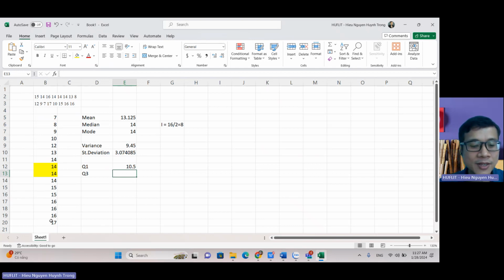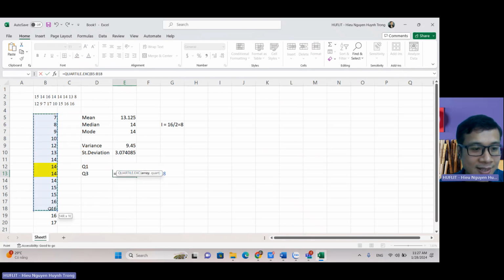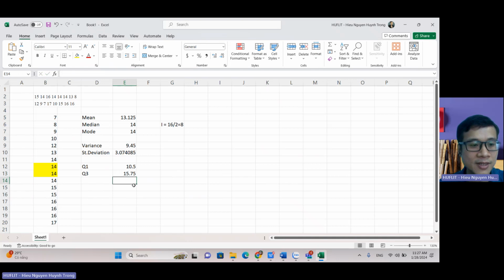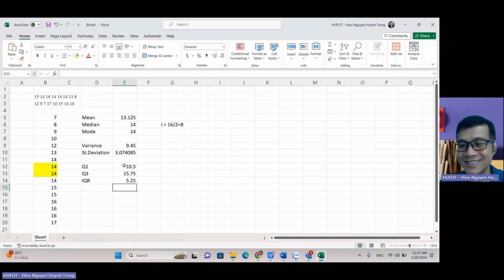And then for quartile 3, you do the same. You press quartile, choose the exclusive, scan the data set, and then you press 3, because that is quartile 3. And then you have 15.75. The IQR will be the difference between Q3 and Q1. That's it.